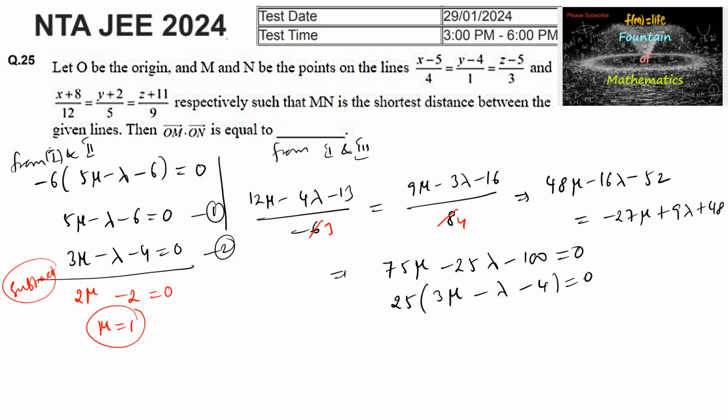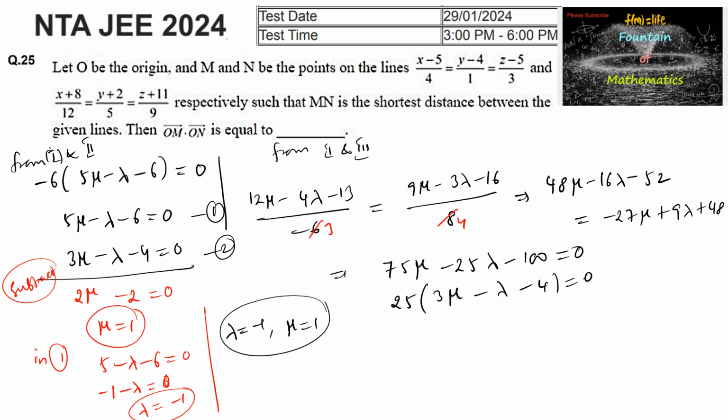Substituting mu is equal to 1 in the equation 1, we get 5 minus lambda minus 6 is equal to 0, or we can write minus 1 minus lambda is equal to 0, or lambda is equal to minus 1. So finally we got lambda is equal to minus 1 and mu is equal to 1. So the points can be taken.